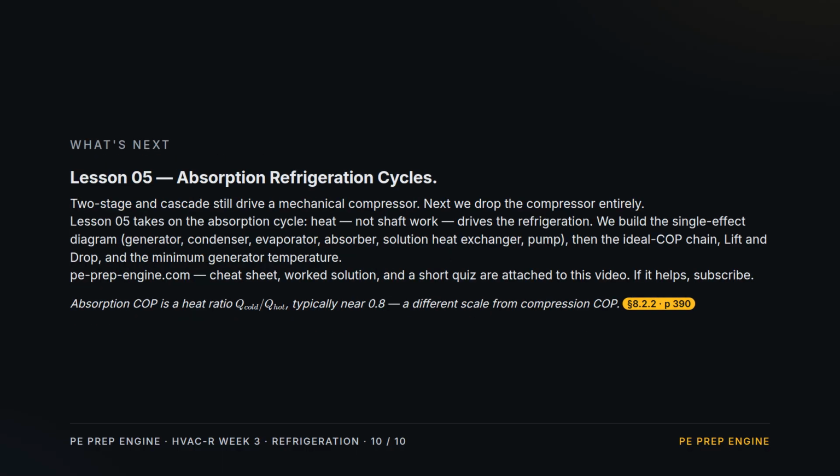Next up, Lesson 5, Absorption Refrigeration. There we drop the mechanical compressor entirely and let heat drive the cycle. We'll build the single effect diagram, generator, condenser, evaporator, absorber, solution heat exchanger, and pump. Then the ideal COP chain, lift and drop, and the minimum generator temperature.